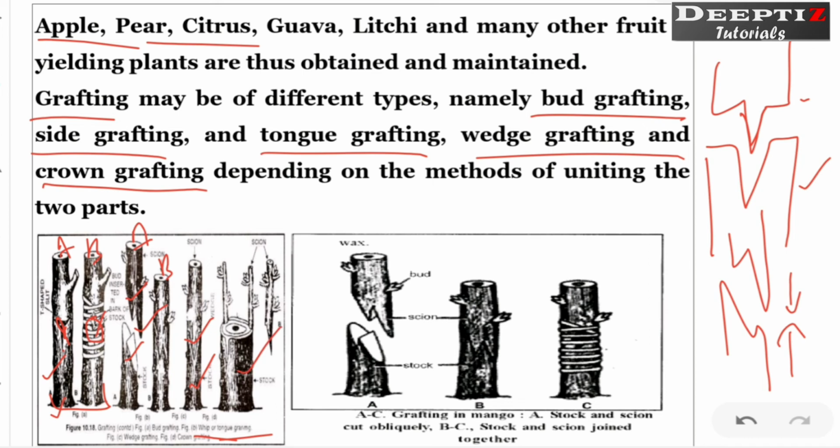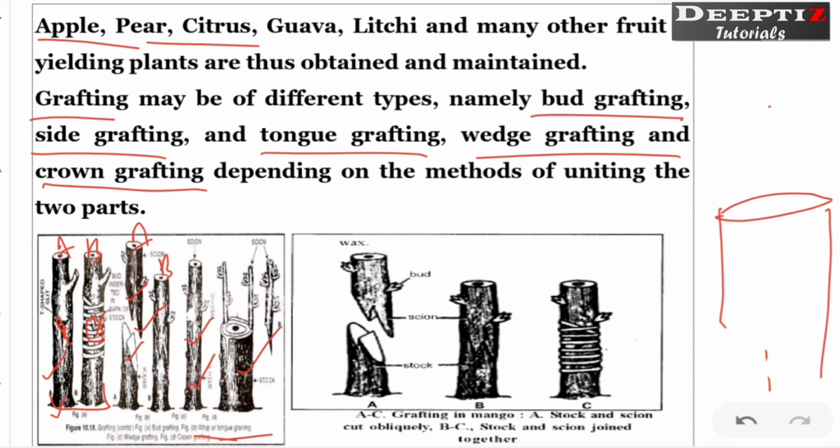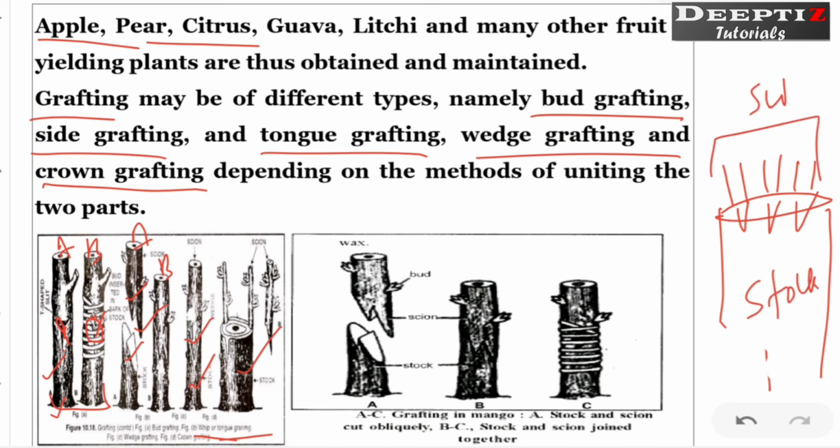And this one is crown grafting. In the case of crown, what is going to happen is that there will be a single stock, right? And there will be multiple scions. It looks like a crown, right? So there will be a single stock and multiple scions. It looks like a crown, so we call it crown grafting.